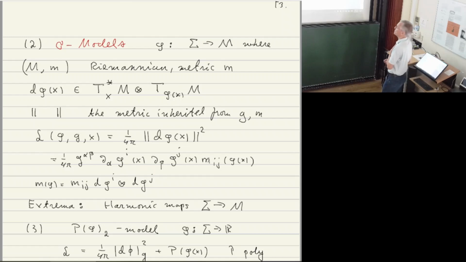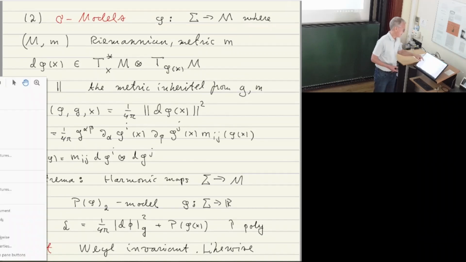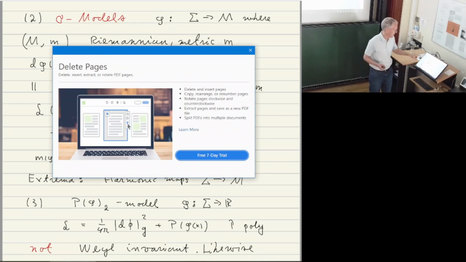Don't worry if you're a bit lost with what exactly this is. We are going to write down very explicit examples.